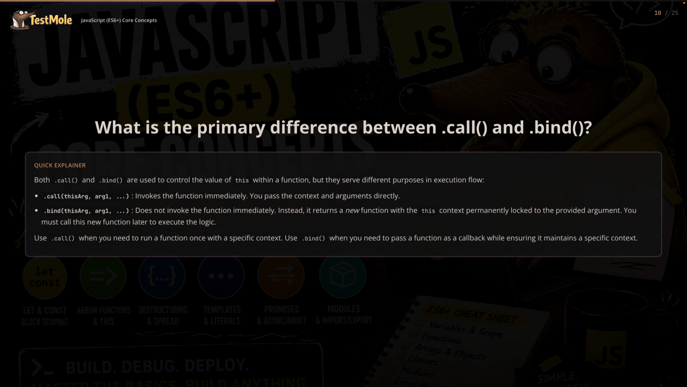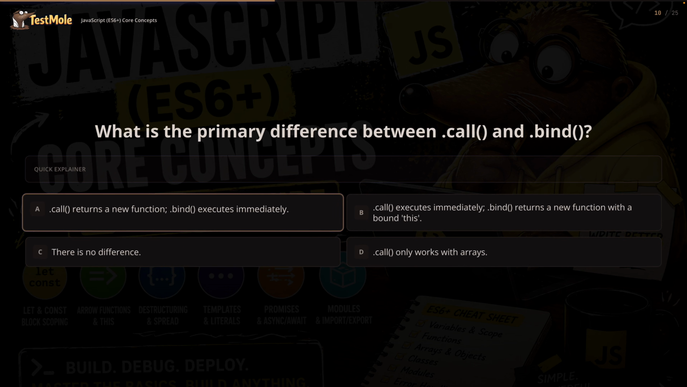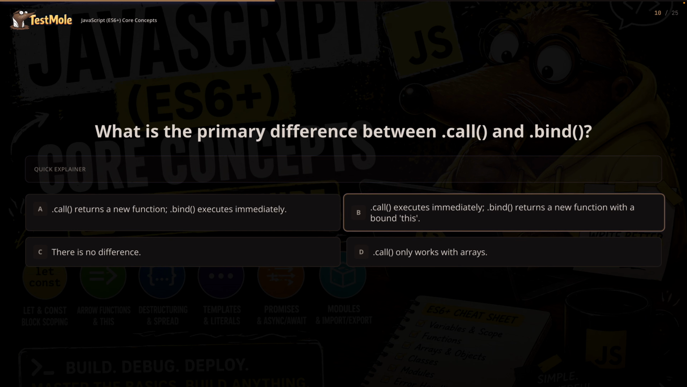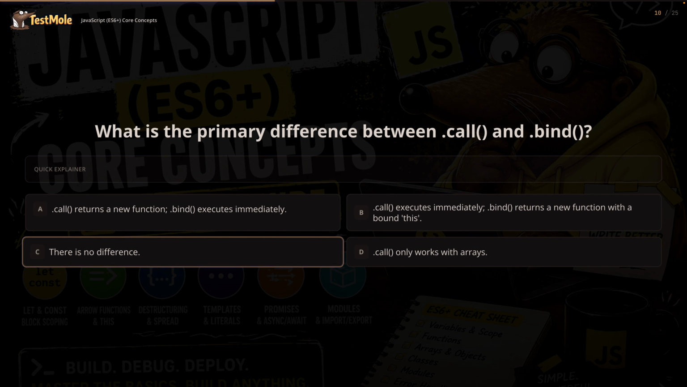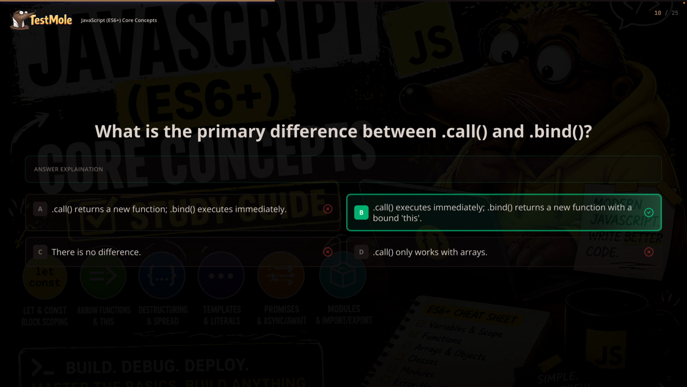Use .call when you need to run a function once with a specific context. Use .bind when you need to pass a function as a callback while ensuring it maintains a specific context. Here are the options. A. .call returns a new function. .bind executes immediately. B. .call executes immediately. .bind returns a new function with a bound this. C. There is no difference. D. .call only works with arrays. The answer is B.